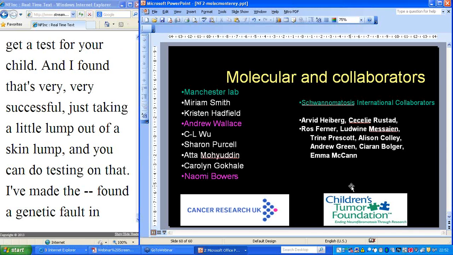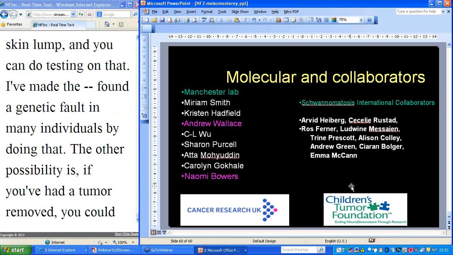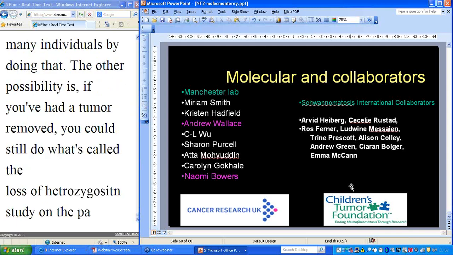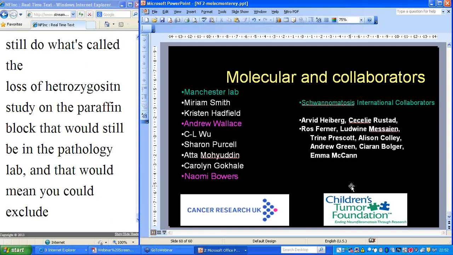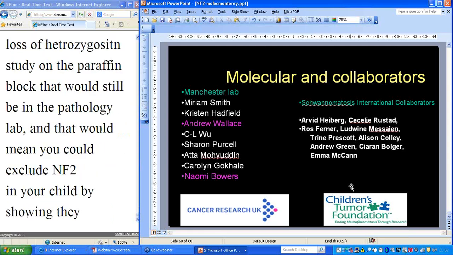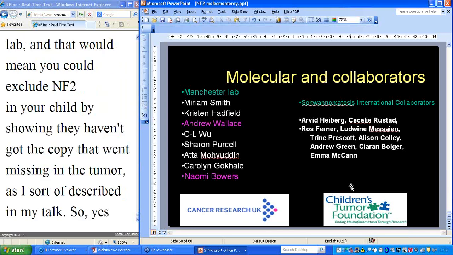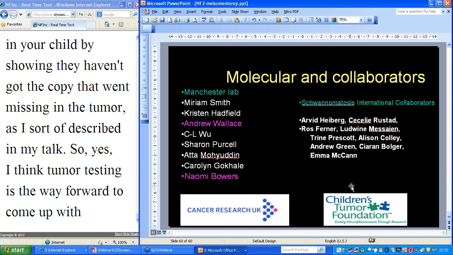The other possibility is if you've had a tumor removed, you could still do what's called the loss of heterozygosity study on the paraffin block that will still be in the pathology lab. And that would mean there's a 50% chance you could exclude NF2 in your child by showing they hadn't got the copy that went missing in the tumor, as I described in my talk. So yes, I think tumor testing is the way forward to come up with a more definite answer for your kid.